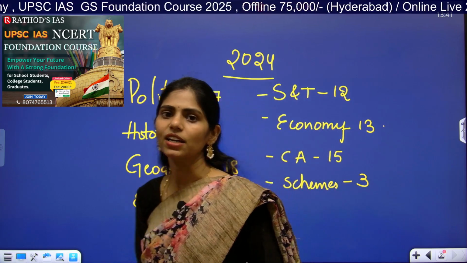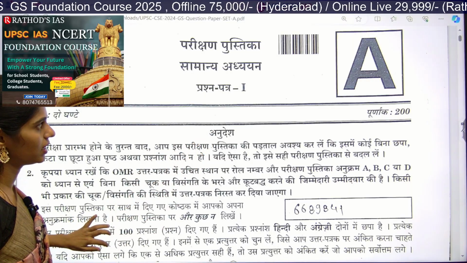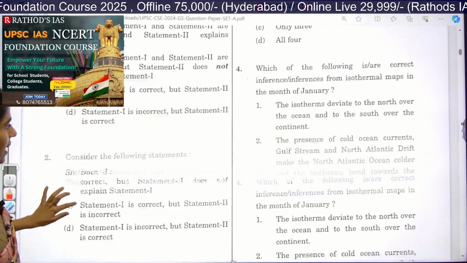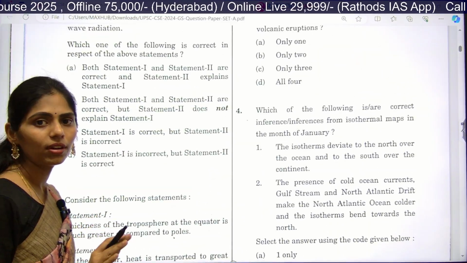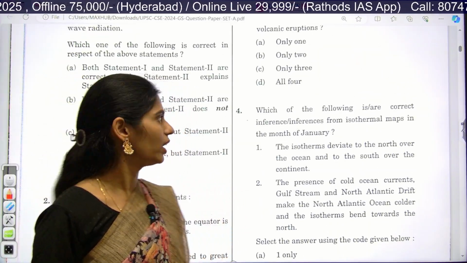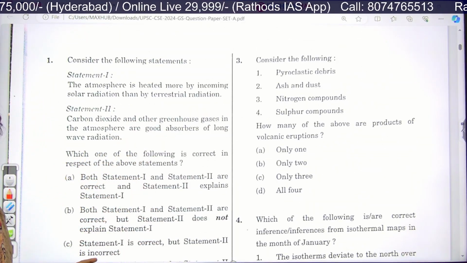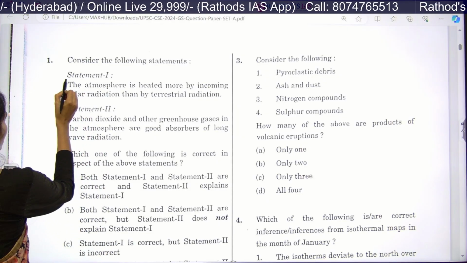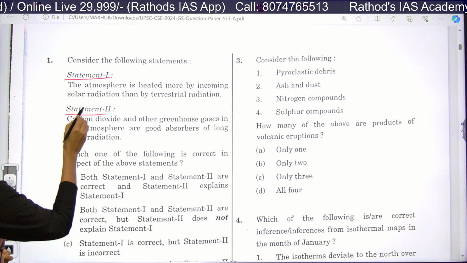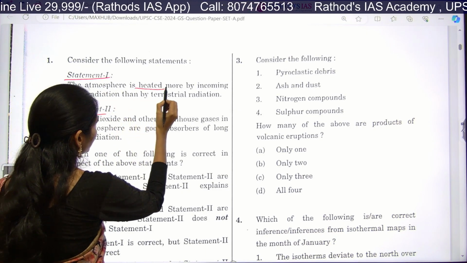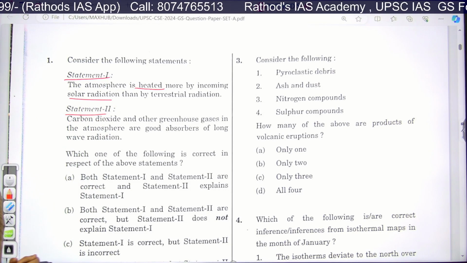So let's get started with our look at the question paper. Here I am seeing Set A only. In Set A, the first 10 questions that I am going to take now are entirely from geography. I hope you can see the PDF, right? The first question is given in statement format. The first statement is: the atmosphere is heated more by incoming solar radiation than by terrestrial radiation.